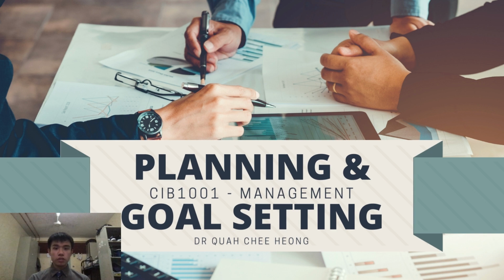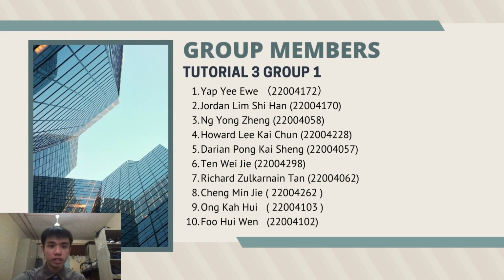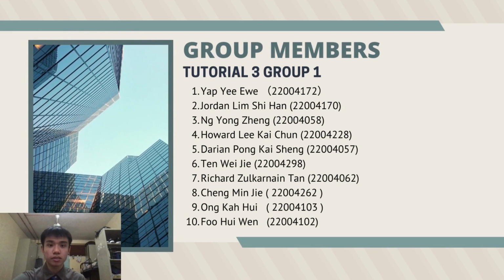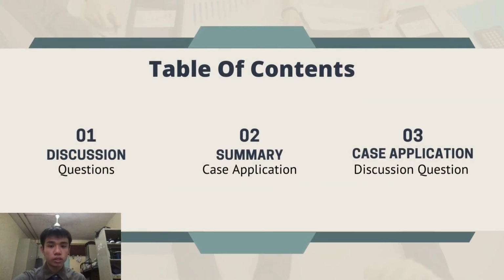This is a video for CIB1001 Management, and the topic for today's video is planning and goal setting. We are from tutorial 3 group 1, and here is the list of our group members. In today's video, we are going to discuss the questions of today's topic, and then move on to the summary of our case application, and finally some discussion on the case application.